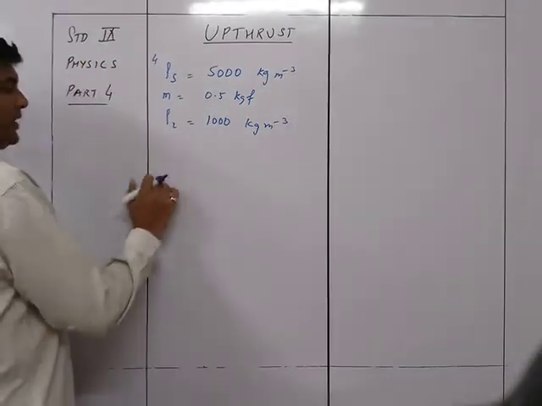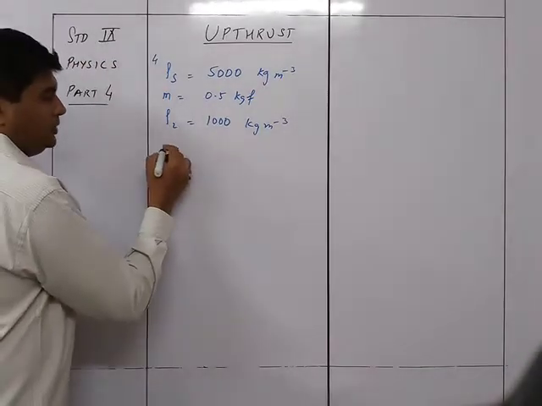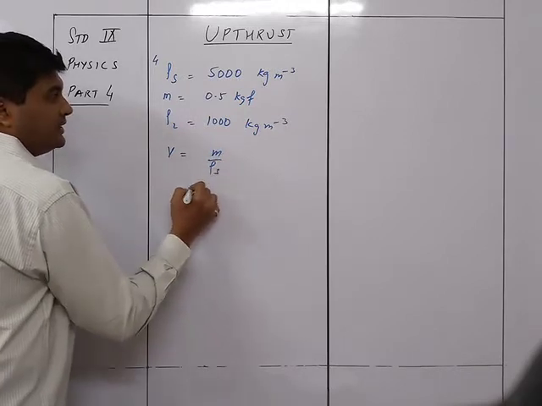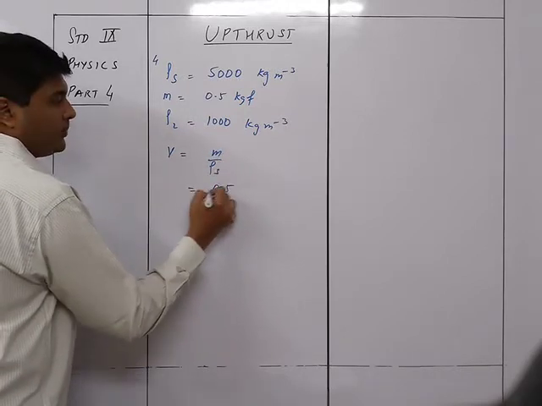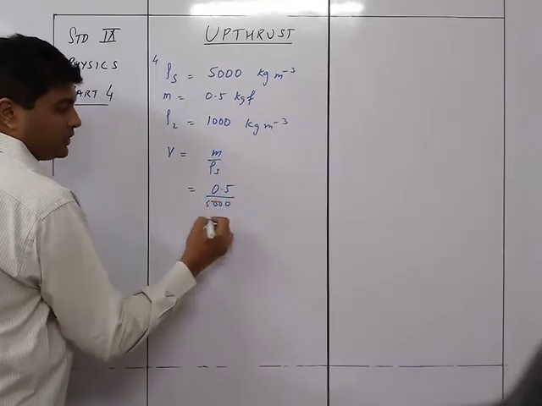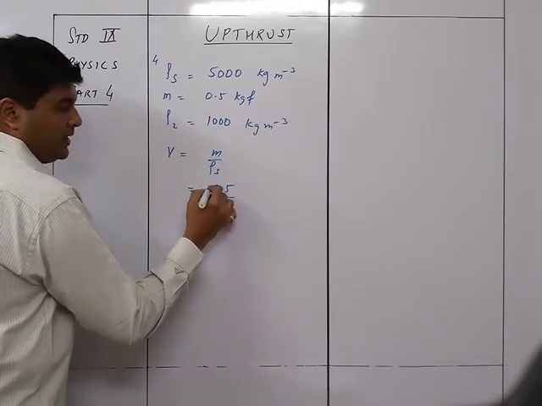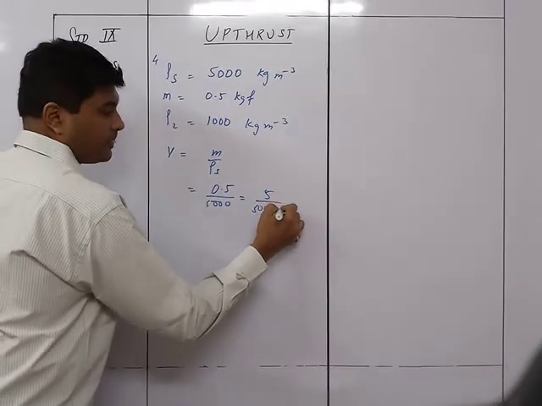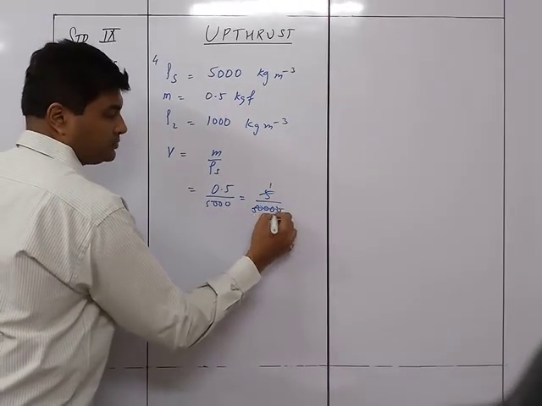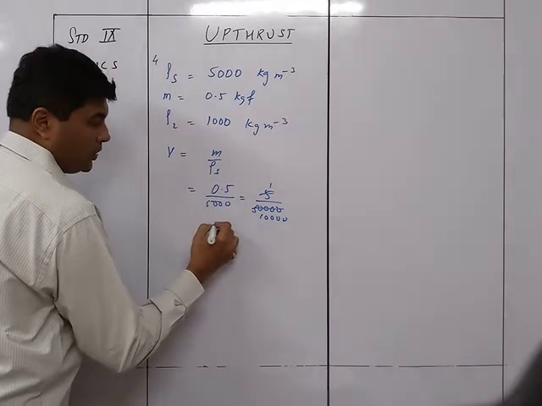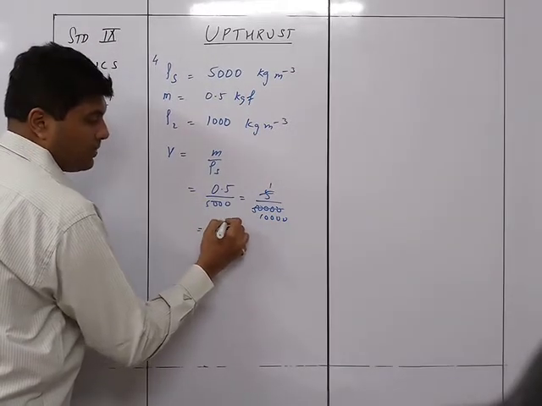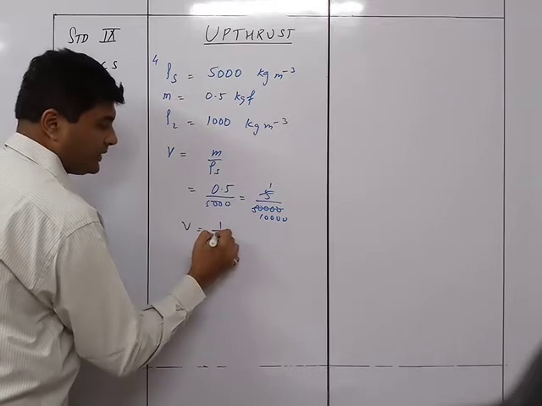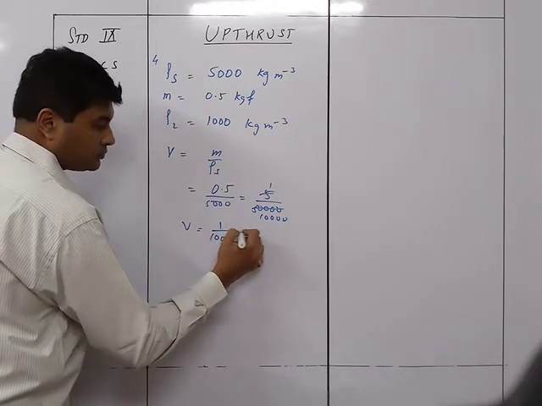So first of all, what we are going to do is find out the volume. So volume is equal to mass upon density. That is going to be mass 0.5 upon density 5000. So that is going to give me 5 upon 50,000. So 1 upon 10,000. So volume is equal to 1 upon 10,000 meter cube.